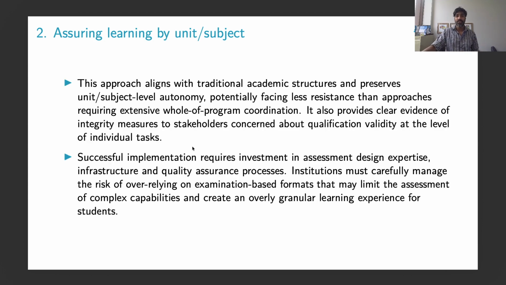This approach aligns with traditional academic structures and preserves unit and subject level autonomy, potentially facing less resistance than other approaches. So there's an easier uptake of this approach, and it provides clear evidence of integrity measures to stakeholders concerned about qualification validity at the level of individual tasks. Essentially, we want to know that a student who has graduated with a degree has met the learning outcomes and can do the skills required of that degree. These are mechanisms by which we can assure that that learning is occurring.